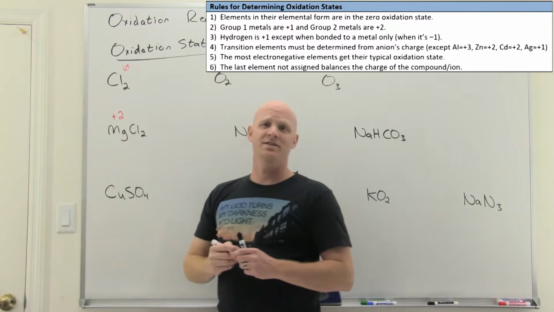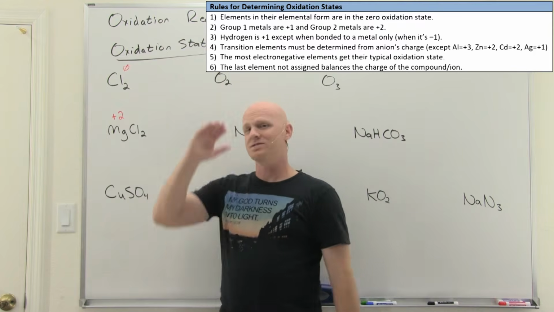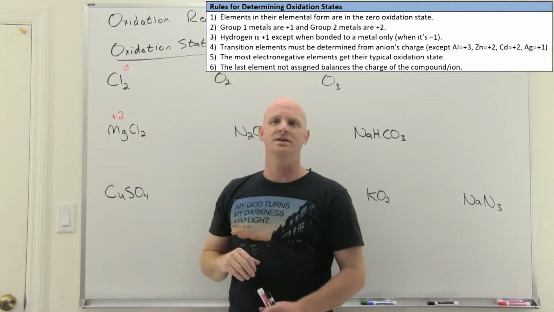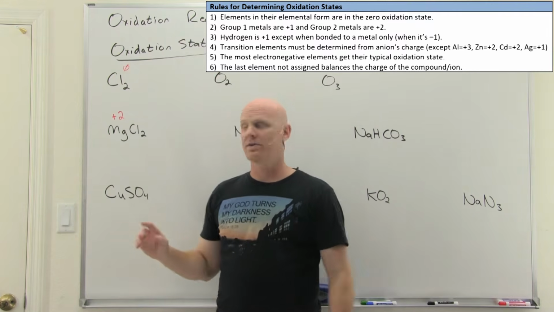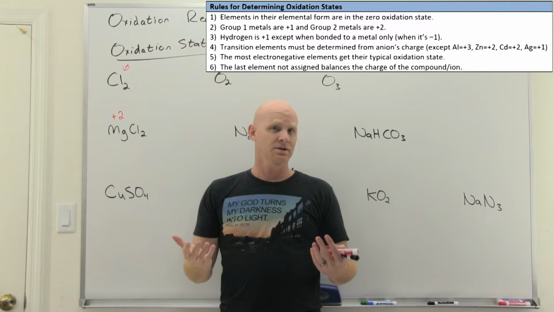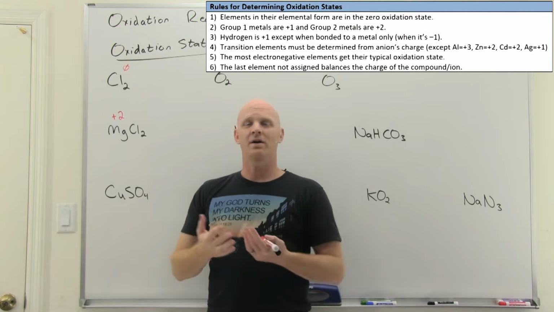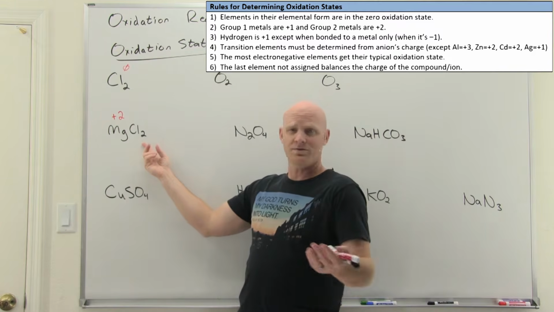Cool, so that's the first thing I assign. Once you've got one element left that you haven't assigned, you just skip straight down to rule number 6. The last unassigned element has to balance out the compound. If it's a compound, which will be neutral overall, then you balance it out to 0. But if it's an ion, then you balance it out to the ion's total charge. In this case, it is a neutral compound, so we'll balance it out to 0.